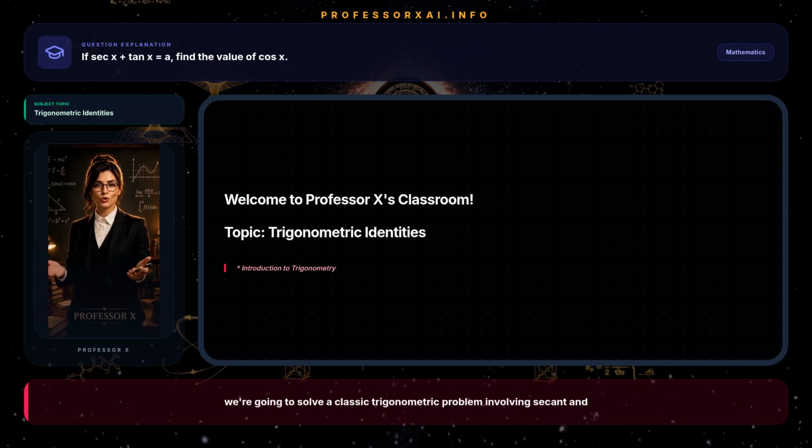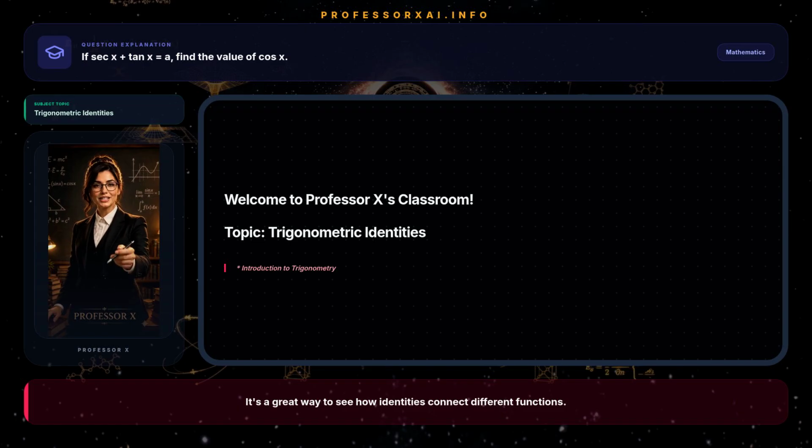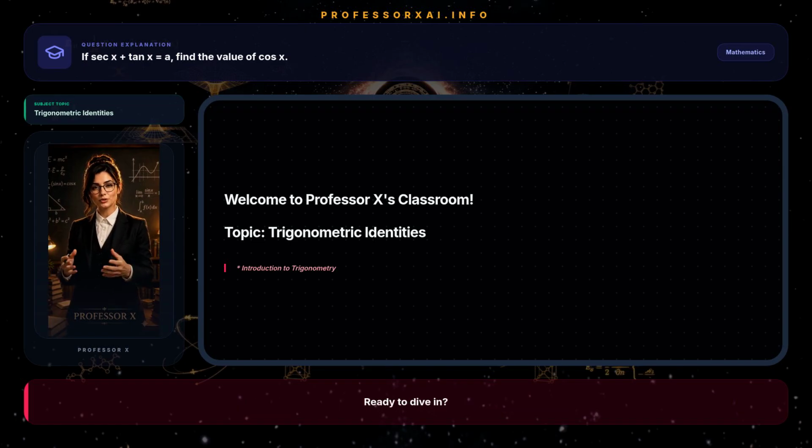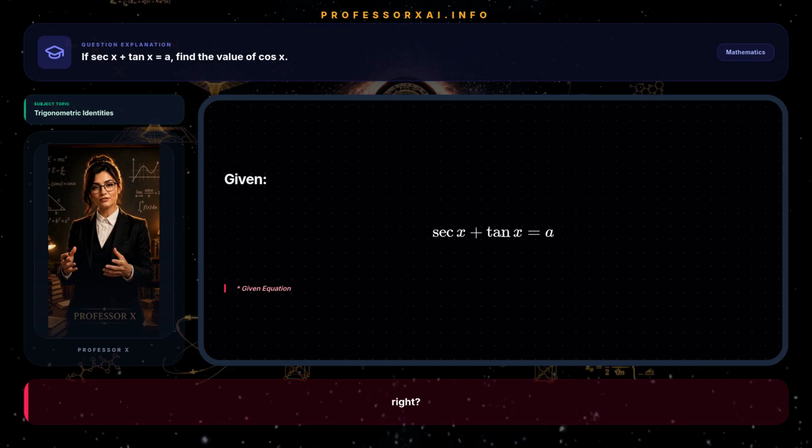Today, we're going to solve a classic trigonometric problem involving secant and tangent functions. It's a great way to see how identities connect different functions. Ready to dive in? We are starting with the equation secant of x plus tangent of x equals a. We need to express cosine of x solely in terms of this constant. Pretty straightforward so far, right?